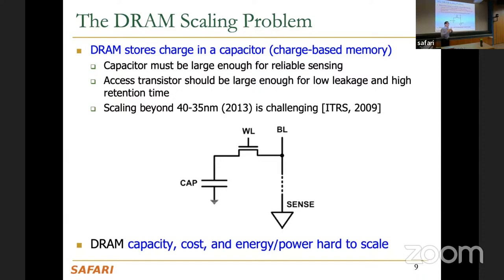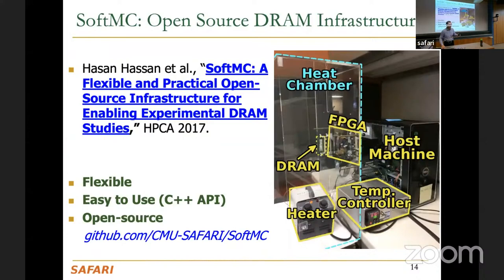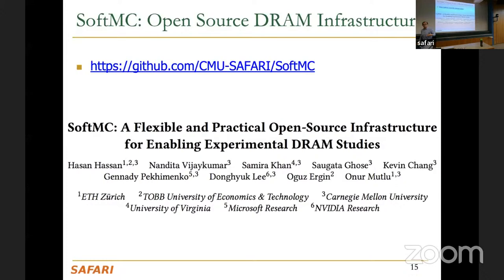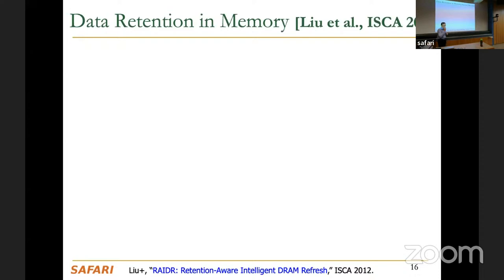And we believed at the time that this was the major technology scaling issue. It is one of the major technology scaling issues, actually, no question about that. But I believe today, RowHammer may be equally important and even more important in terms of technology scaling. So this is the reason why we wanted to study.